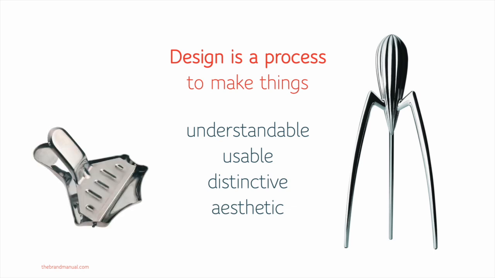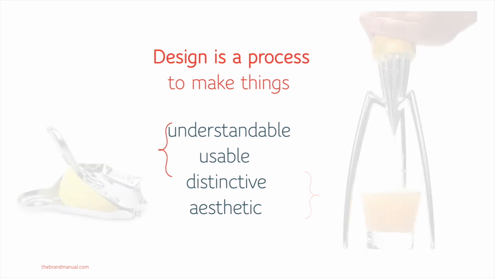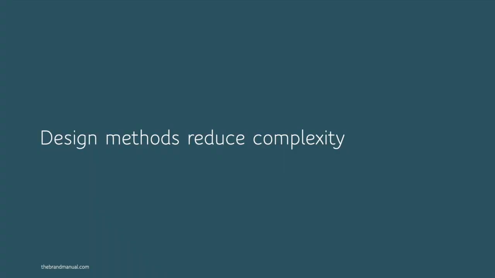So in the case of these products, they should do give or take the same things. They squeeze juice. One of them is understandable and usable, but isn't very nice looking. The other one is really nice looking, but to be honest, not very usable. But if you get it right, then you can really change the world. When the iPhone came out, it was a revolution in reducing complexity of digital devices. The Swiss Army knife is a 150-year-old design that still works because it's robust and simple to use. Using design as a method, as a process, helps reduce complexity.